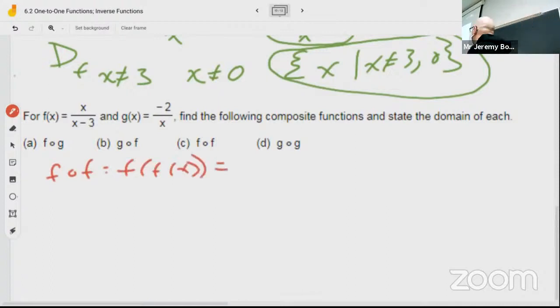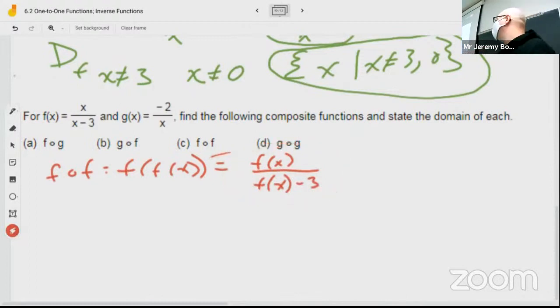So that means everywhere there's an x in f, I'm going to put an f of x. Notice there's 2 x's, right? So we're going to have f of x over f of x minus 3. And if you don't want to write this step, that's fine. I just keep doing it because it's easy for me. I get confused if I don't do some stuff, so that's one of the things I need to do.